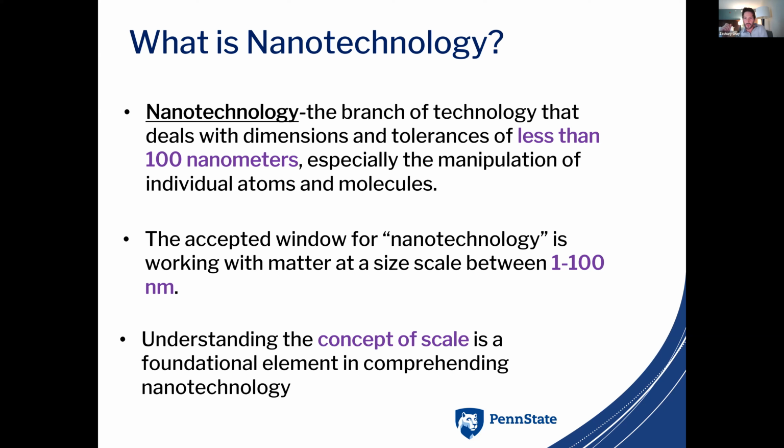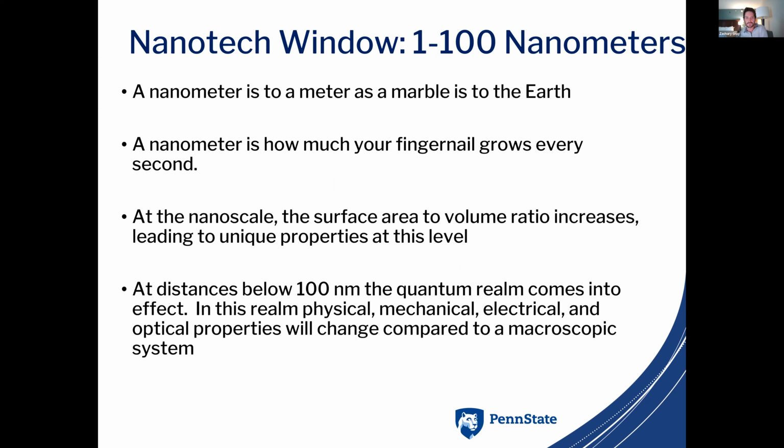Obviously we all know a nanometer is really small, but how small is a nanometer? A couple ways to look at it. A nanometer is to a meter as a marble is to Earth. I think the next one's really interesting. A nanometer is how much your fingernail grows every second. So just think about how small that is. I've been talking to you guys for what, like 3 minutes so far? So in the time I've been speaking to you, all of your fingernails have grown 180 nanometers or so.